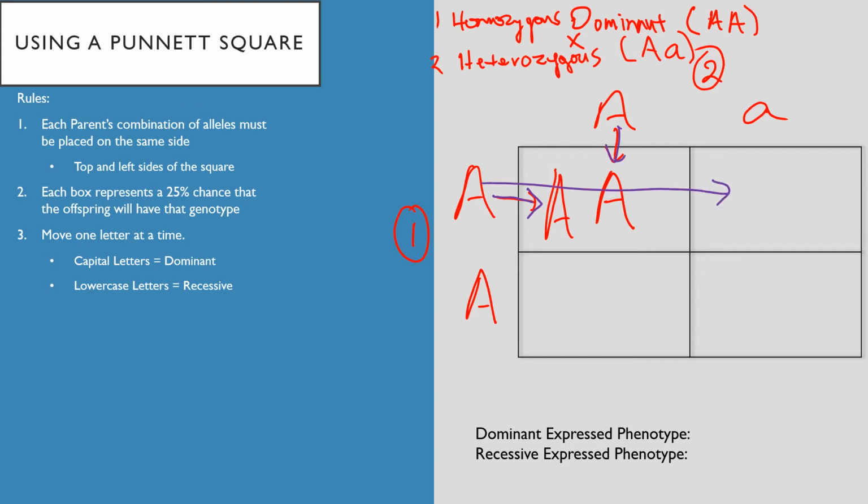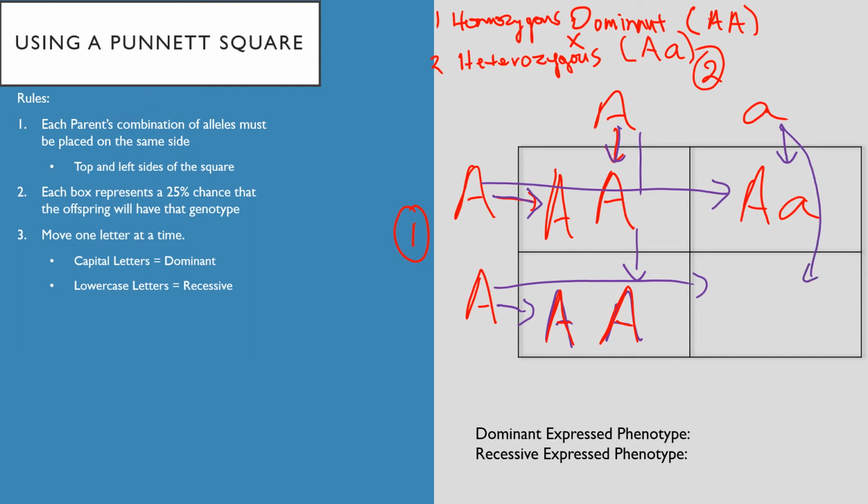Bring this over, bring this one down, and I end up with dominant, recessive. And do the same thing: over, down, dominant, dominant. Over, down, dominant, recessive.